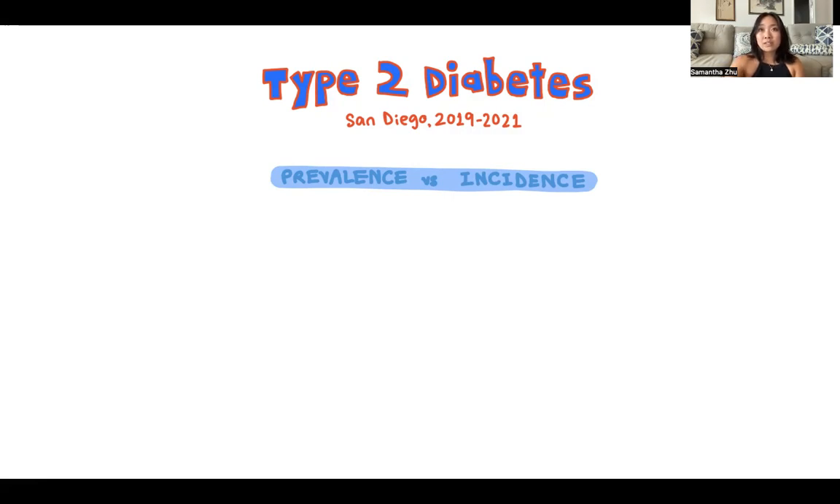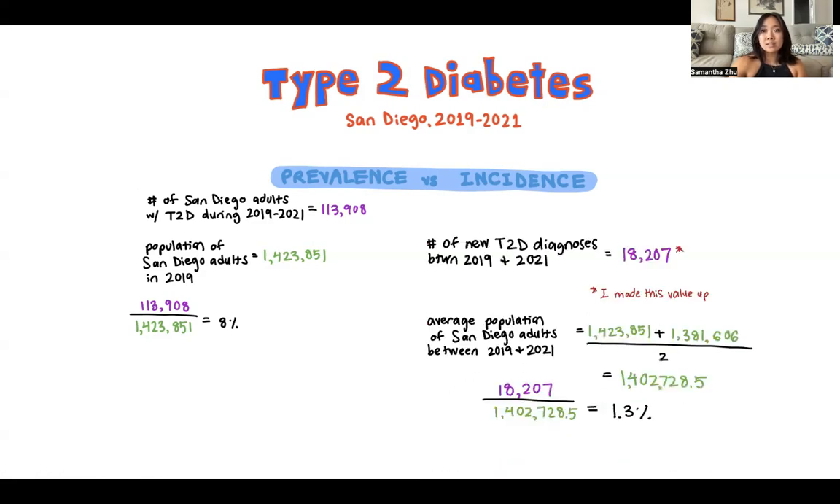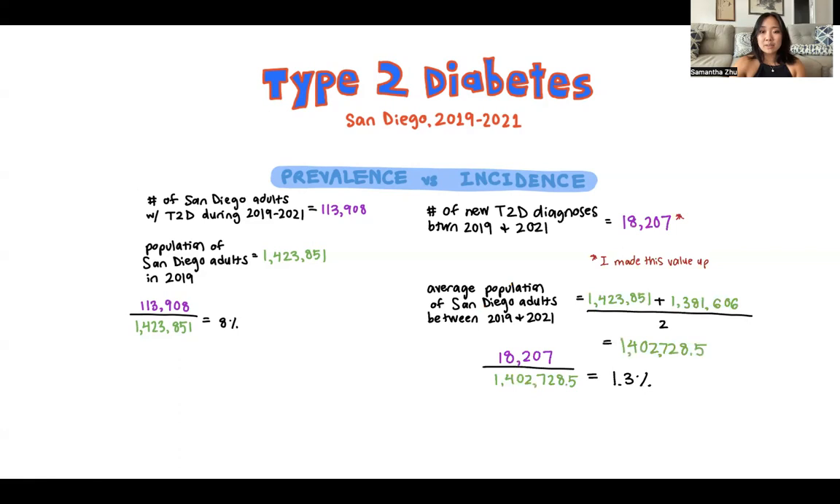So prevalence is going to be looking at the number of San Diegan adults with type 2 diabetes during this time frame divided by the total number of adults in San Diego in 2019 to arrive at a rate of 8%. Meanwhile, incidence is looking at the number of new type 2 diabetes diagnoses between 2019 and 2021 and dividing this value by the average population of San Diego adults in the time frame. And this would result in a value of 1.3%.